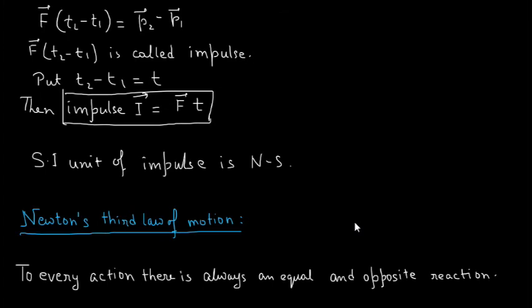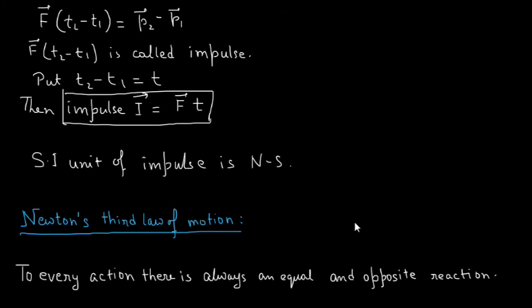Third application: in a high jump athletic event, the athletes are allowed to fall either on a sand bed or a cushioned bed. This is to increase the time of the athlete's fall to stop after making a very high jump, which decreases the rate of change of momentum and decreases the force of impact. Next application: while driving a car, the driver and other passengers are advised to wear seat belts.